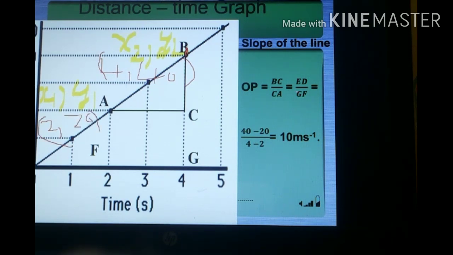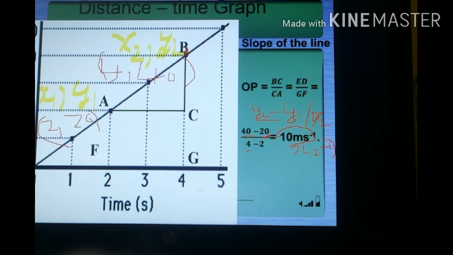Now I will be substituting this over here. The formula is y2 minus y1 upon x2 minus x1. What is y2? 40, so we have written over here 40. What is y1? 20. What is x2? 4. What is x1? That is 2. So 4 minus 2. So we will be getting the answer as 10 meter per second.